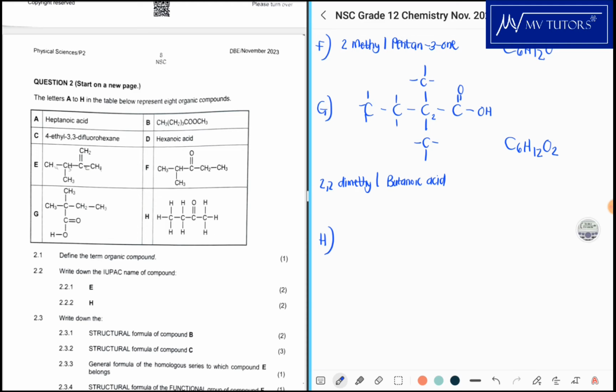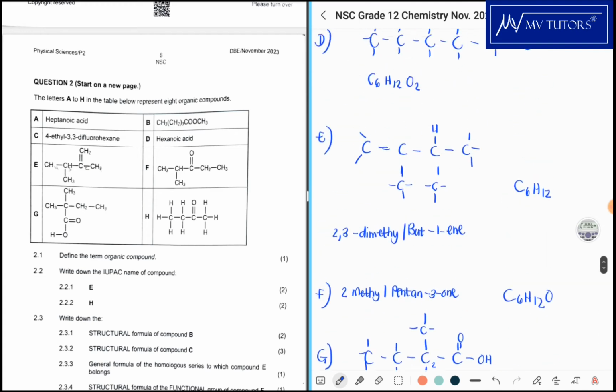H, this one is straightforward. I'm not going to redraw the structure. We have another ketone, but the longest chain has 4 carbons. So this is butane, butan-2-one. And that's it. There's nothing hectic about it or funny. So we have a C4, H, we have 1, 2, 3, 4, 5, 6, 7, 8, and an O. All right, we have analyzed it as best as we can.